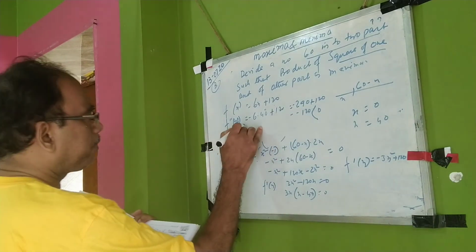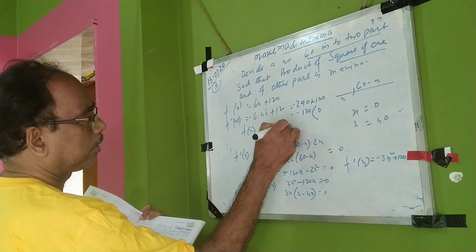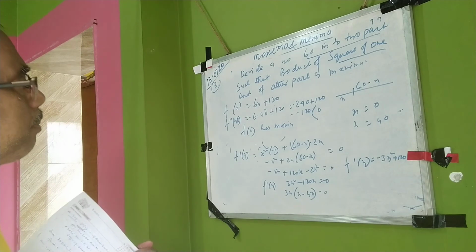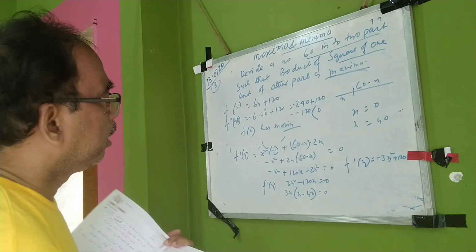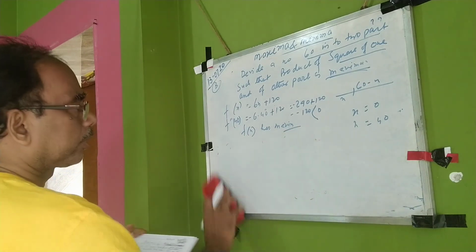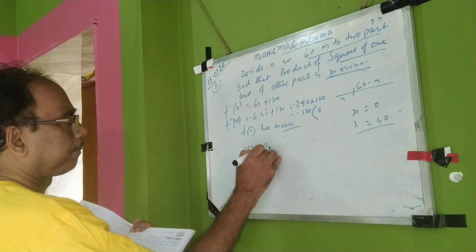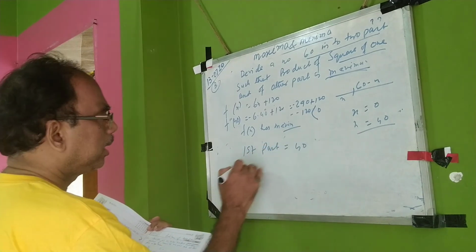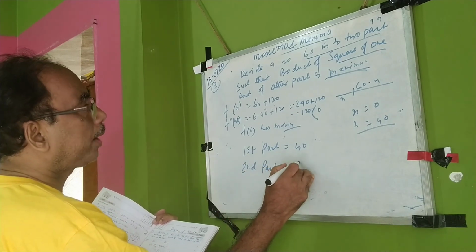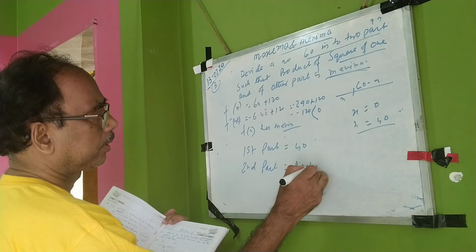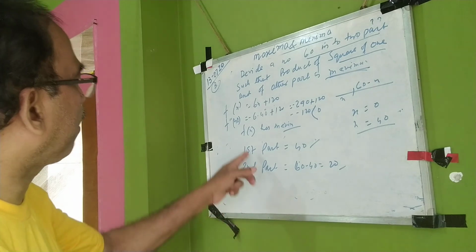Therefore fx has the maximum value. The condition is satisfied. Here the product is maximum, therefore maximum. So one part is 40. In this, x is 40, so the first part equals 40 and the second part equals 60 minus 40, which is 20. So we divide 60 into two parts in this way.